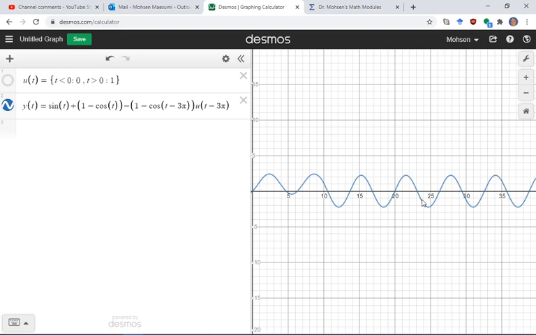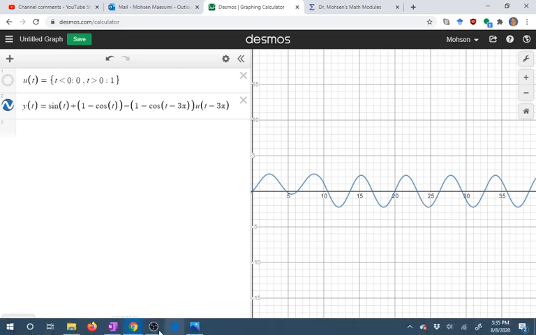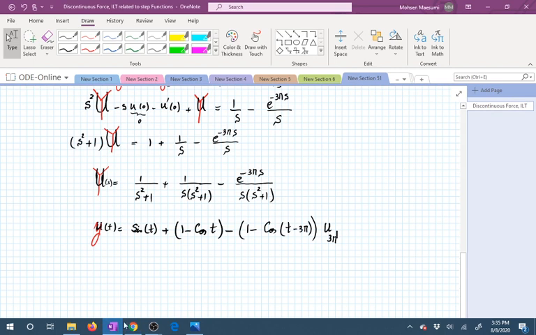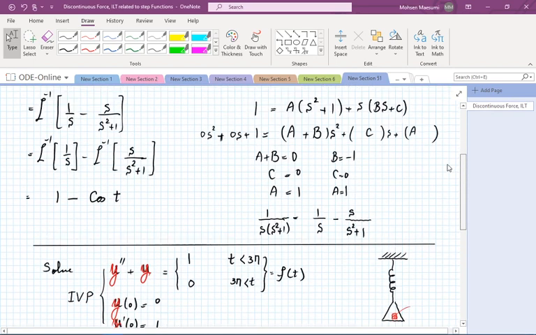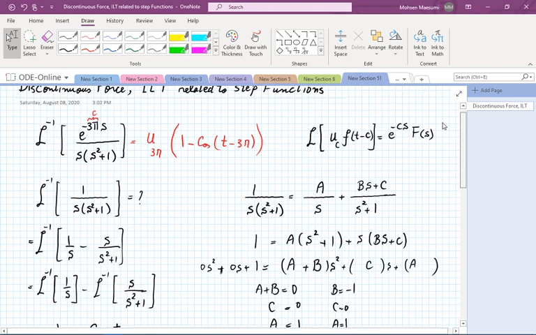Okay, I hope you followed what happened here. This is an important example, and sorry for that mess with the notation.